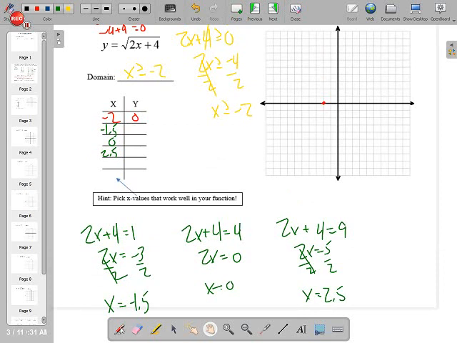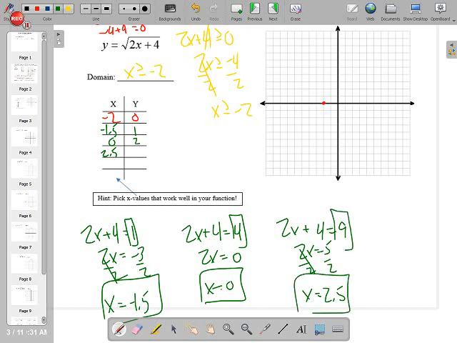If I plug in -1.5, I'm going to get 1. And what's the square root of 1? 1. If I plug in 0, I'm going to get 4. What's the square root of 4? 2. If I plug in 2.5, I'm going to get 9. What's the square root of 9?